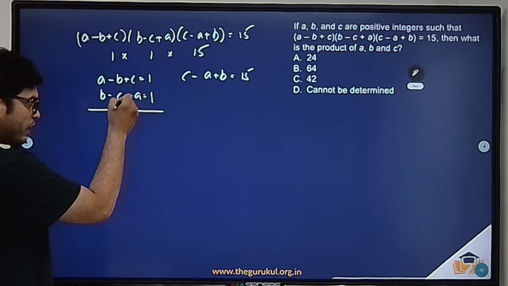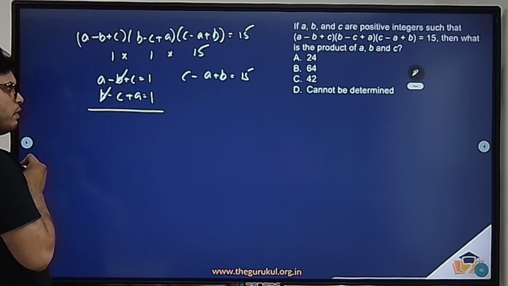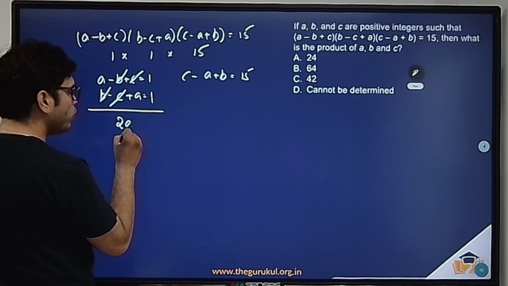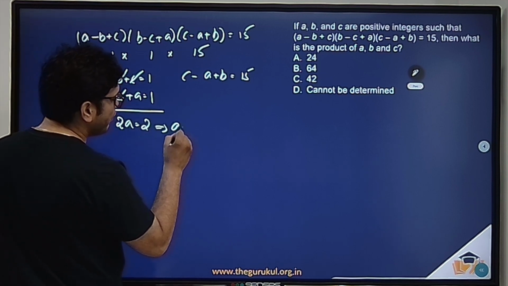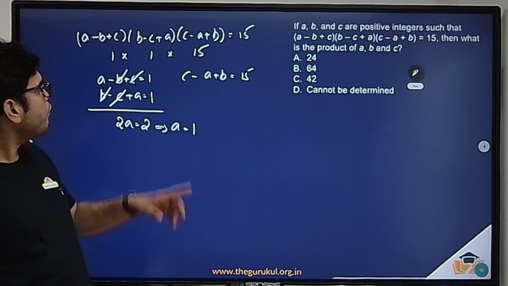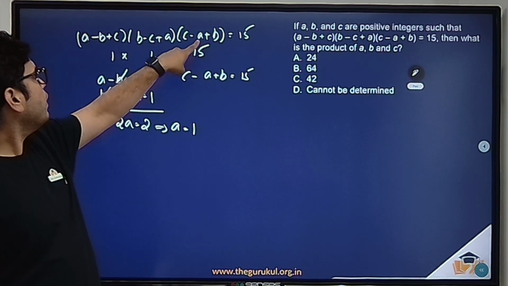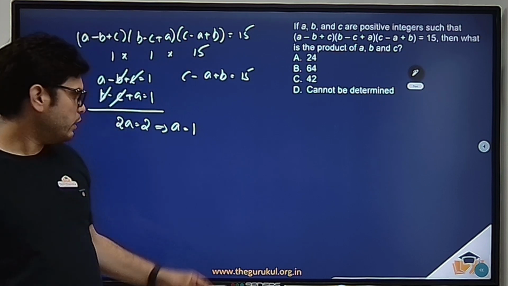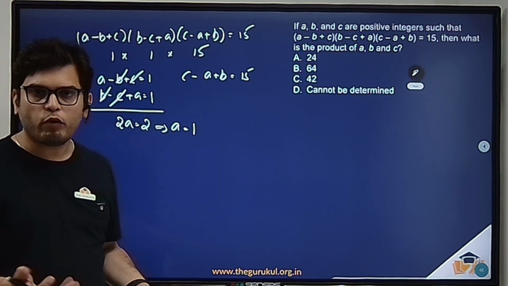Now if you observe, if I add these two, minus B and plus B will get cancelled, plus C minus C will get cancelled. So you have 2A is equal to 2. This implies A is equal to 1. Now if you consider this and this to be 1, then you'll end up getting C is equal to 1. And here you have A is equal to 1. That's it. There won't be any difference.